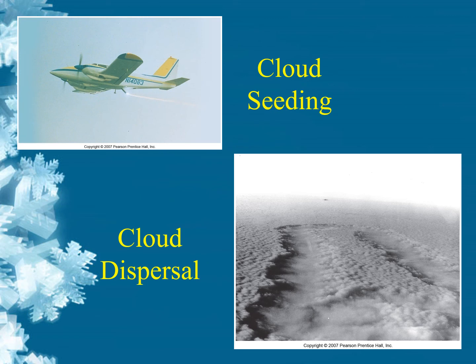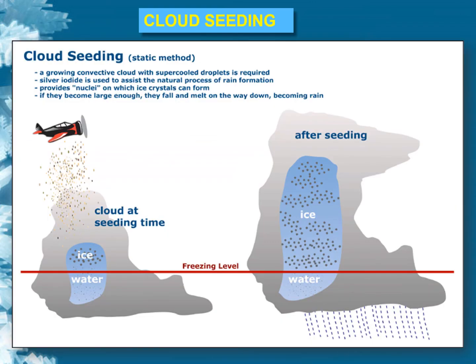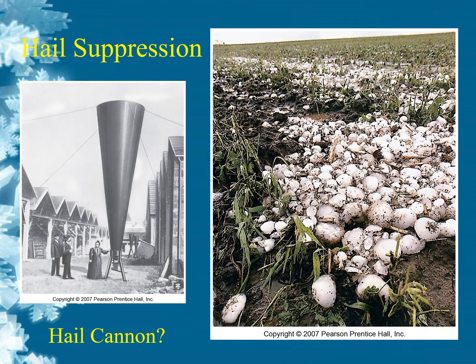So this is an example of cloud seeding. Cloud dispersal, I guess they attempt to try to do that. That would go back to that thing with the hail suppression, I suppose. Here's a little something about cloud seeding. So that drawing on the left is a hail suppression cannon. Pretty sure it just did not work at all. And then there on the right are some very large hailstones. My goodness, those are scary.